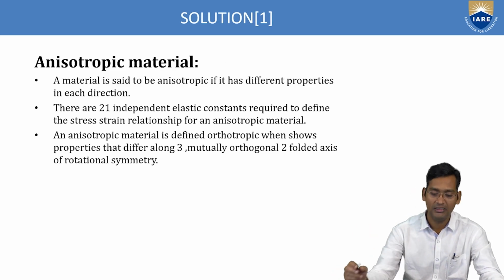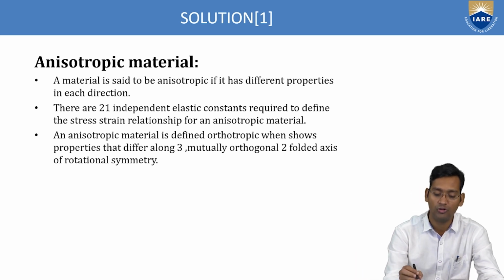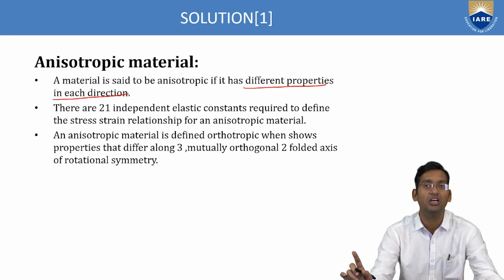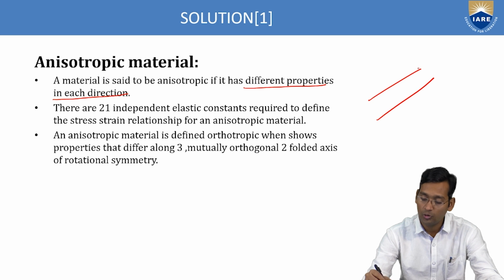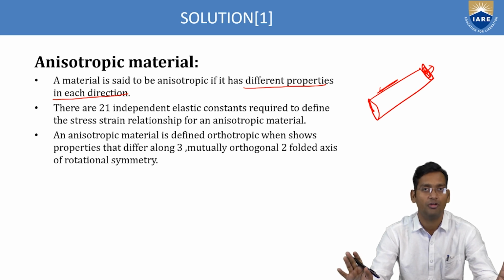So let's see the solution. First is for an anisotropic material. A material is said to be anisotropic if it has different properties in each direction. Suppose in this direction we check a property, like ductility or arrangement; then the same should not be in the other directions. In each direction, the property should be different.